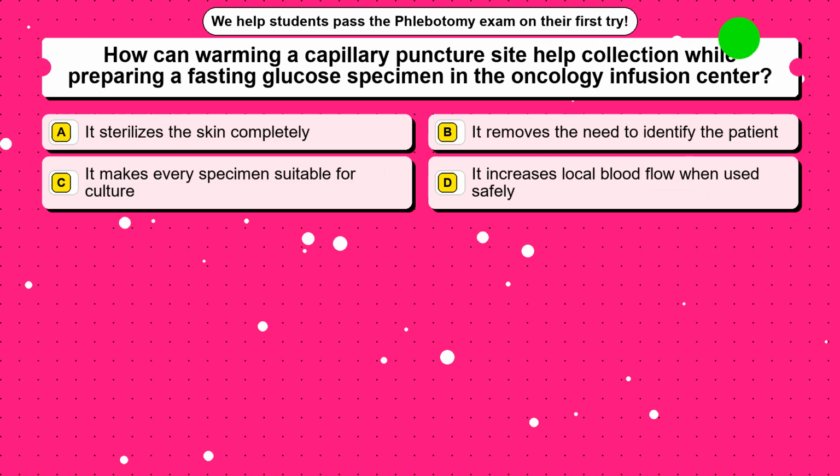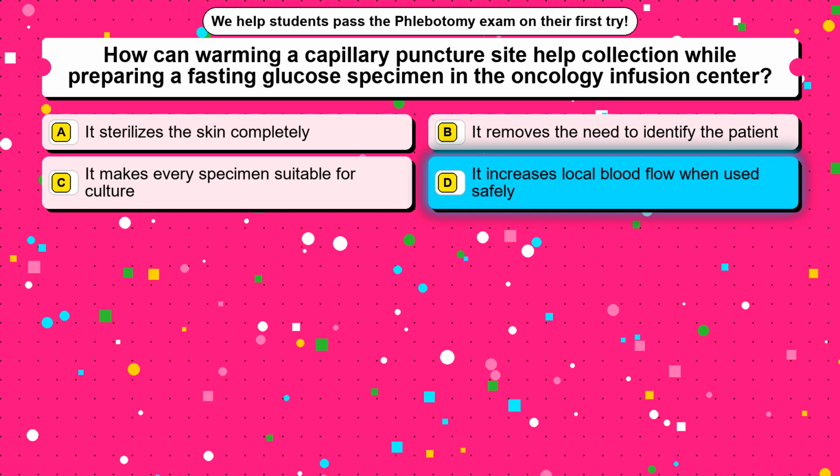Question 50. How can warming a capillary puncture site help collection while preparing a fasting glucose specimen in the Oncology Infusion Center? Option A. It sterilizes the skin completely. Option B. It removes the need to identify the patient. Option C. It makes every specimen suitable for culture. Option D. It increases local blood flow when used safely.